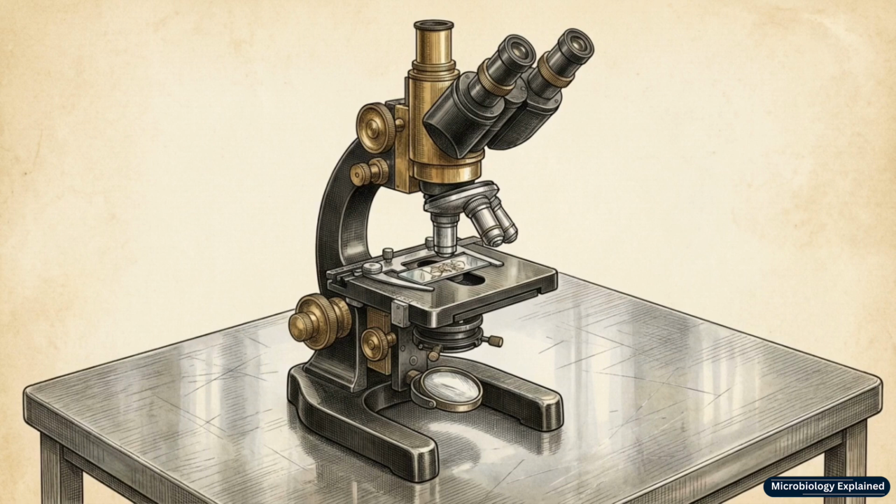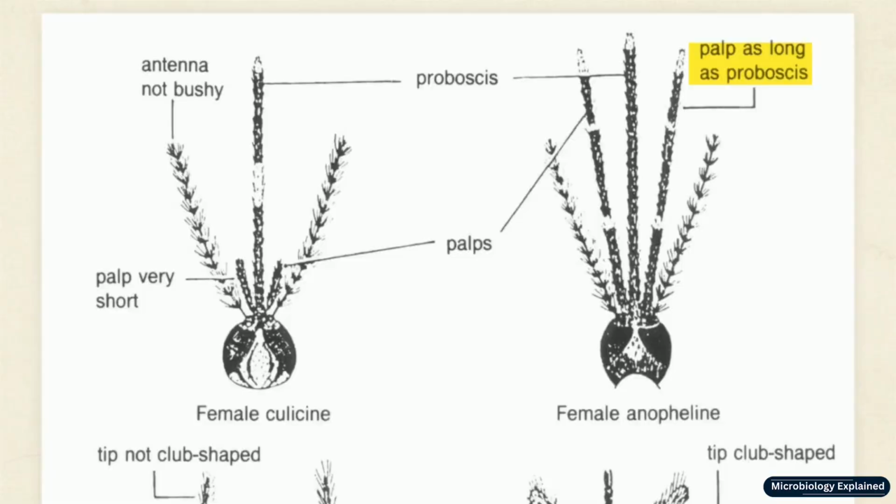Microscopic diagnostics focus on female head anatomy, specifically directing attention to the maxillary palps. In the female Anopheles, the palps are exactly as long as the proboscis. Female Culecines have drastically shorter palps. This palp-to-proboscis ratio is the definitive identifier for dangerous blood-feeding females.